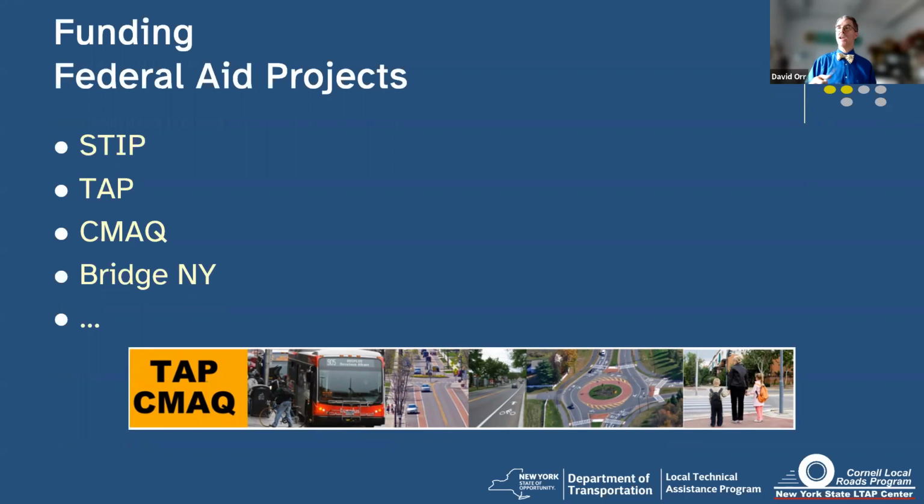There are others, and in our hour, we're not going to be able to get into a lot of them. CHIPS is a state project. CHIPS funds are state dollars, but you still want the same process. So while we're talking about federal aid, it's still a good thing to use the same process for all of our work. So let's talk about that.